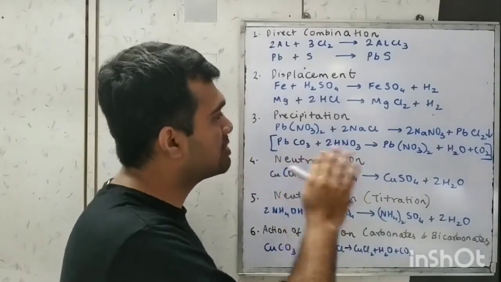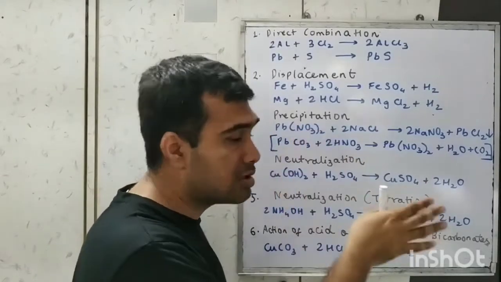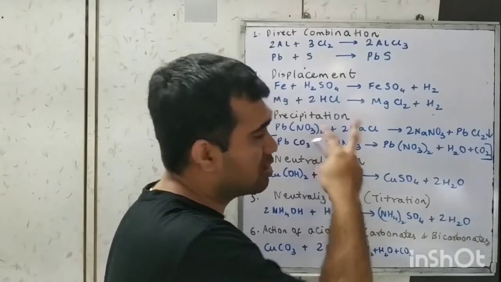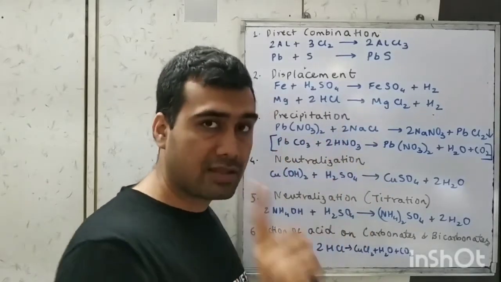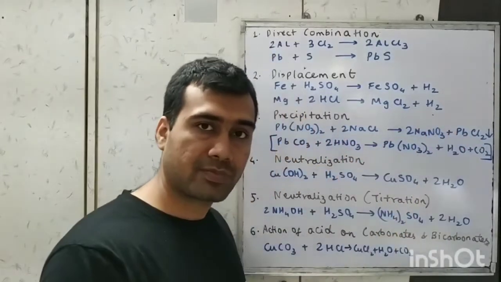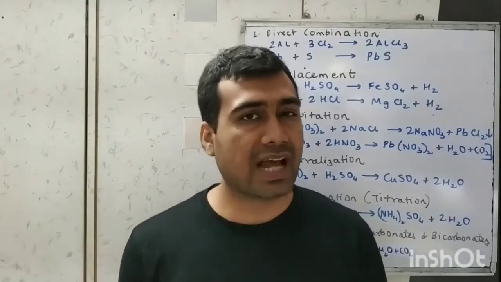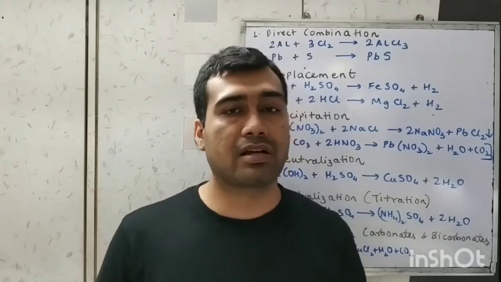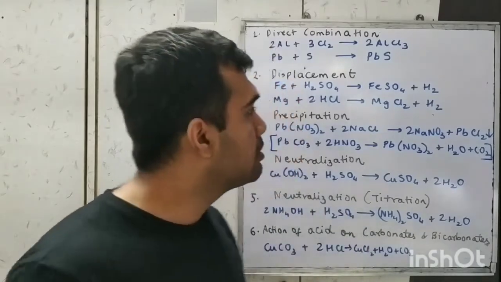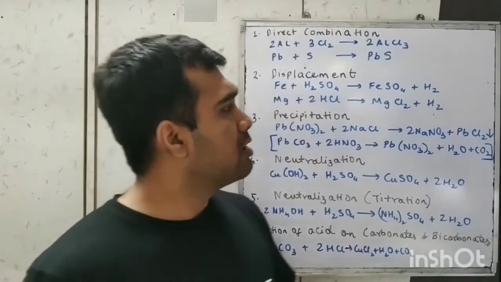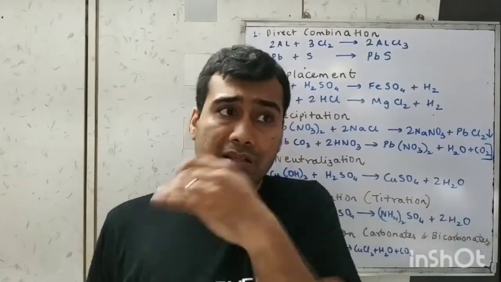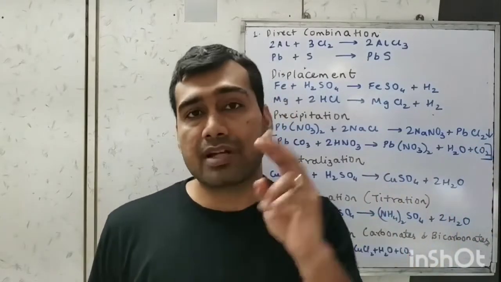In precipitation, we see that a soluble salt solution reacts with another soluble salt solution. So these are 2 solutions which are mixed together to give 2 new salts, out of which one will be soluble, but the other will be insoluble. It will precipitate out and we can filter it out, and that's how we get the salt we desire. However, if I wish to create an insoluble salt from another insoluble salt, then it will be a 2-step process.